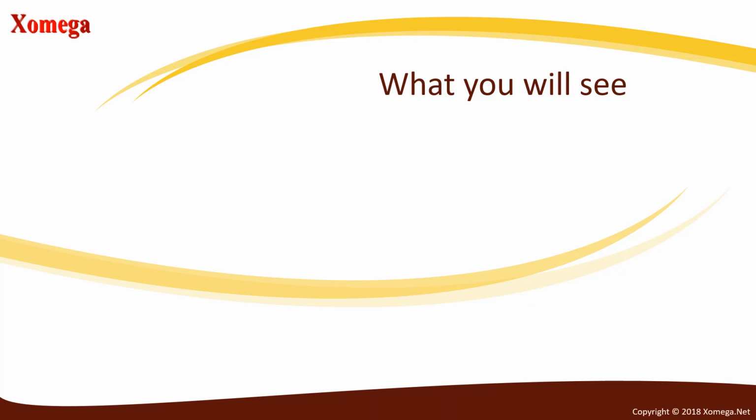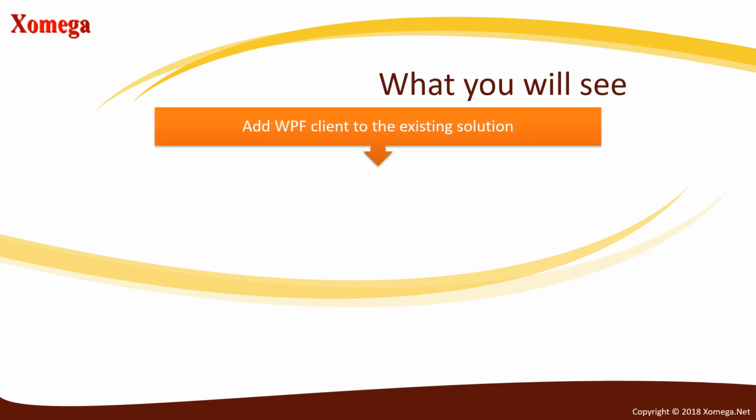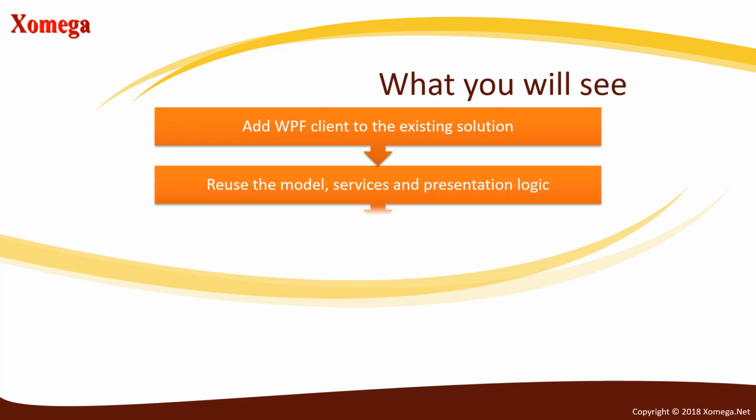As I said, in this video, we're going to build a WPF desktop client on top of the previous solution and implement it using different architectures. We'll add a new WPF project to the existing solution using a Xomega project template to get everything pre-configured. We will reuse the same model, services, and even some presentation logic that we implemented before.